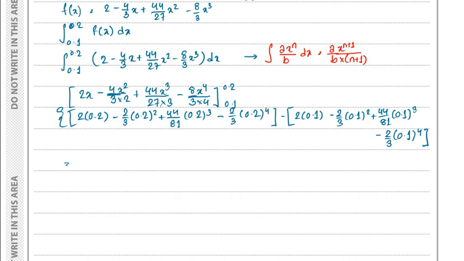And the answer for this, if you put it in a calculator, would be 0.1828 to 4 decimal places. You just directly put this in your calculator and you'll get this answer. I hope I did not make any mistake. Thank you for watching it.